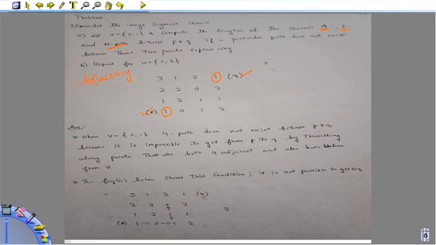First let us look at the 4 path. In case of 4 path, it is similar to your N4 of P, as I said, N4 of P.